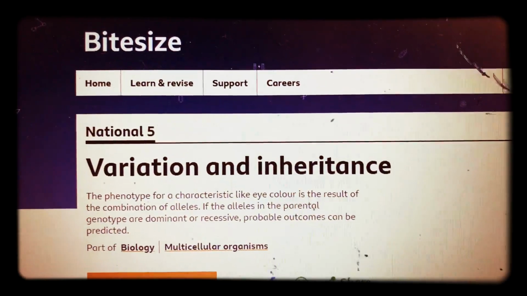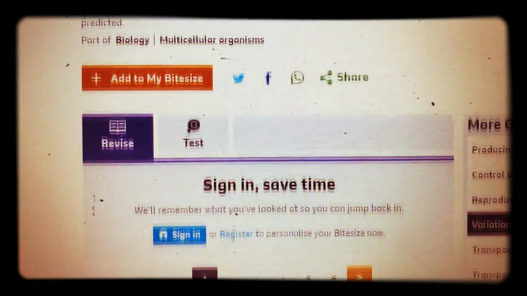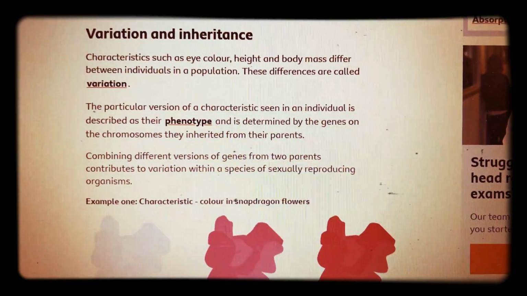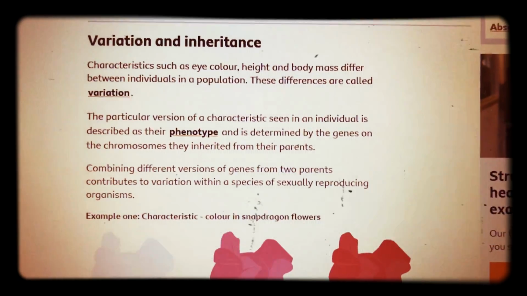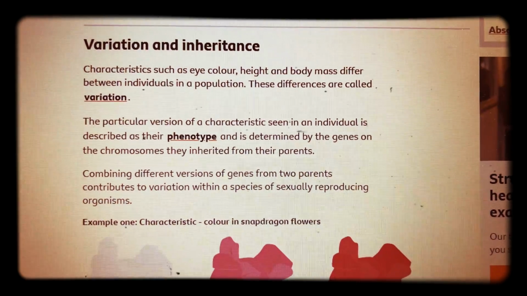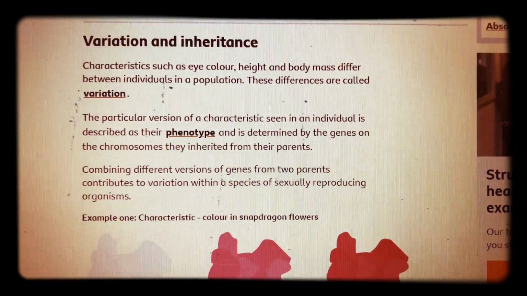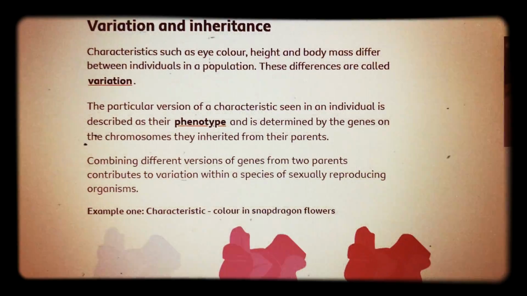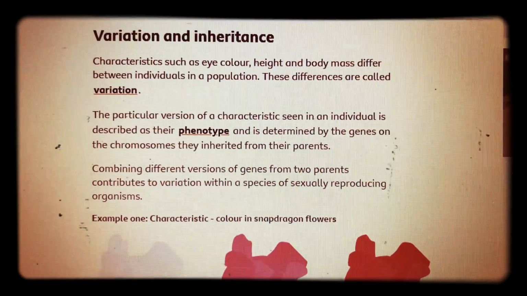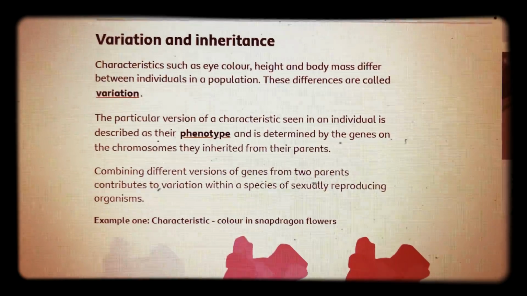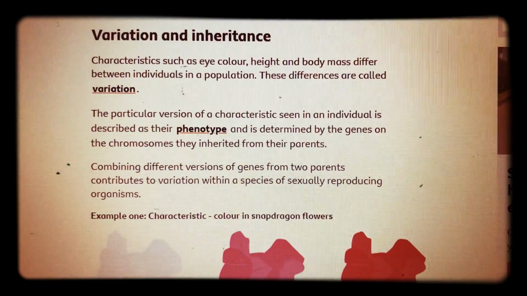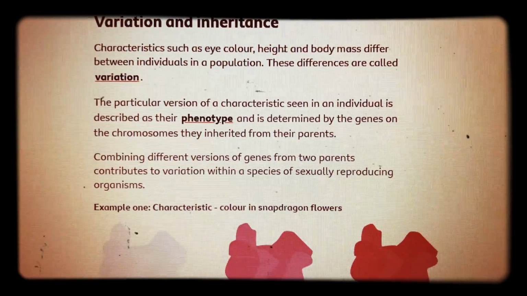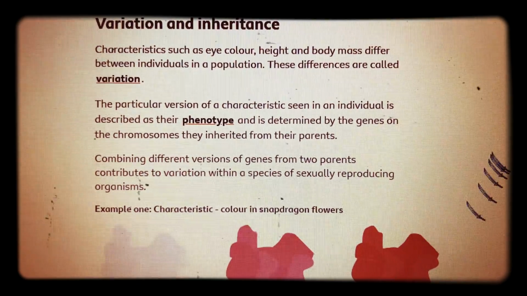I'm now going to go through how variation and inheritance are linked together. So characteristics such as eye colour, height and body mass differ between individuals in a population. We've talked about that being variation. We've talked about that being perhaps an example of genetic variation, environmental variation, or even a mixture of both. A particular version of a characteristic seen in an individual is described as its phenotype.